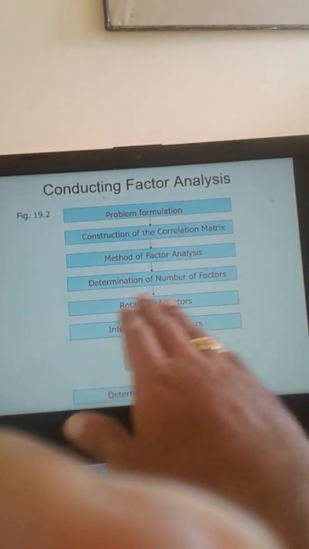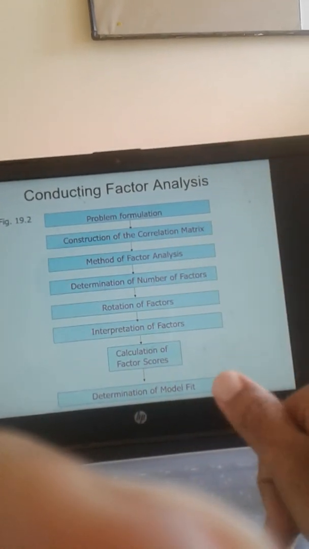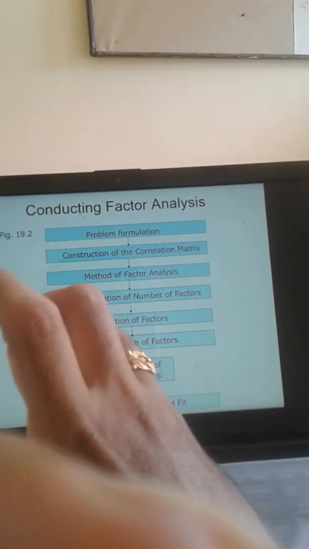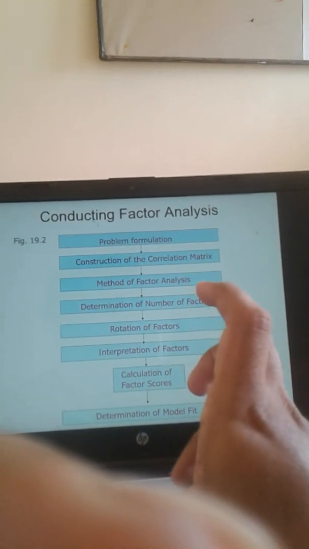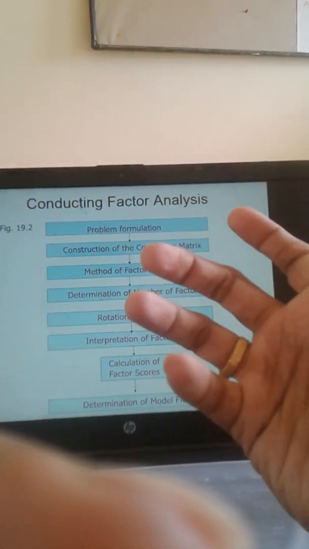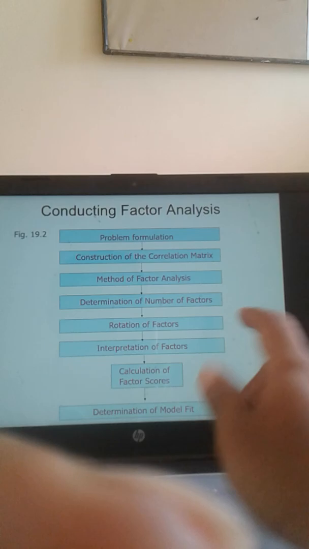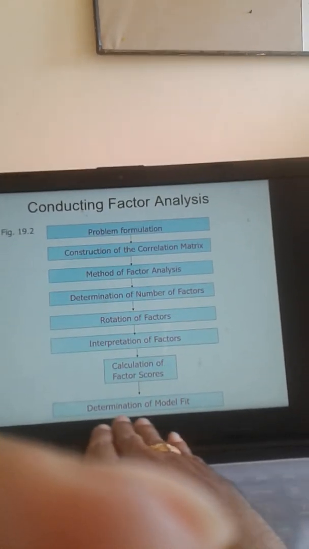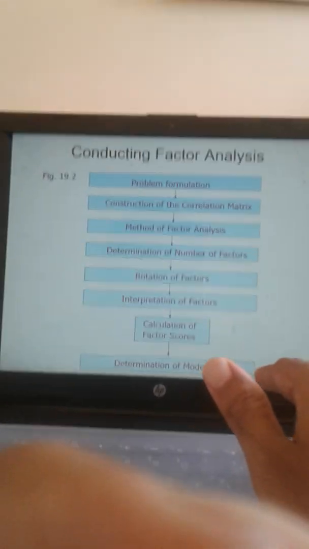Next is the determination of the number of factors. What do the factors mean? Factors are, finally, after grouping the variables, how many groups come out of this particular data set; that is called factors. All these different steps are being done. Finally, determination of the model fit is being done.